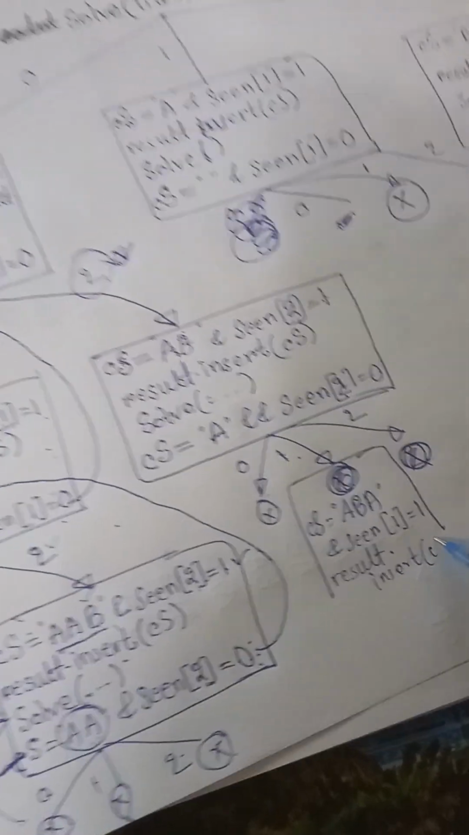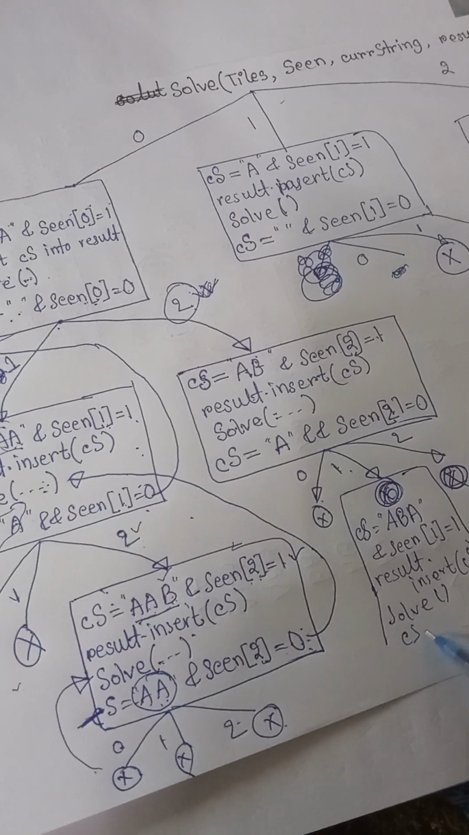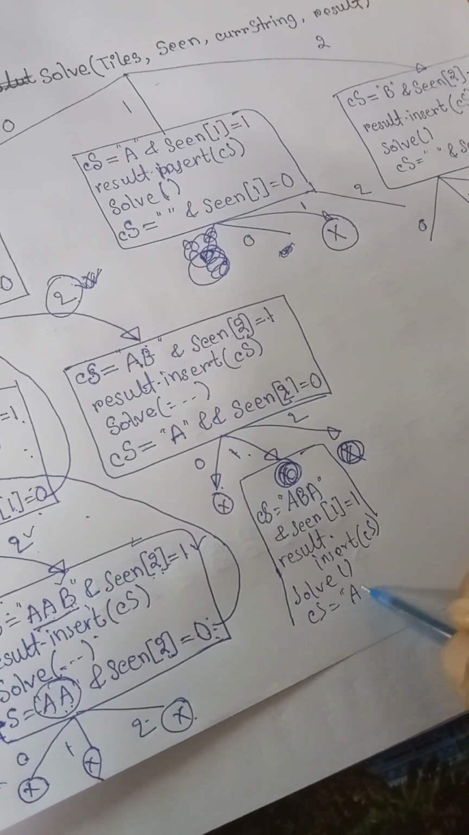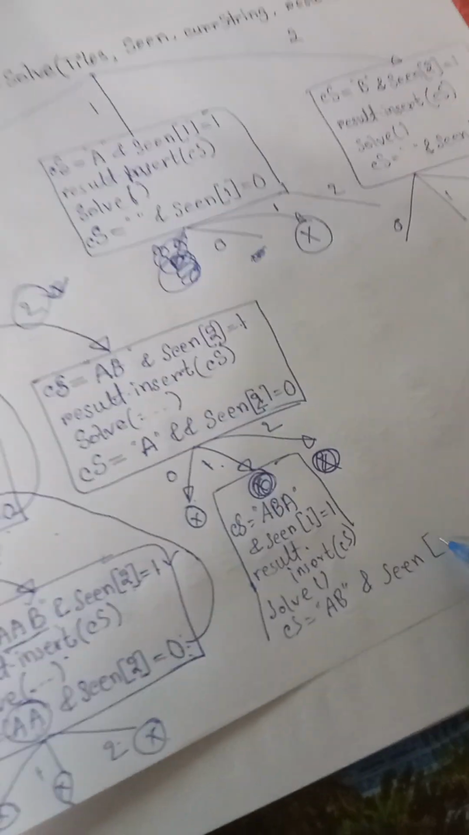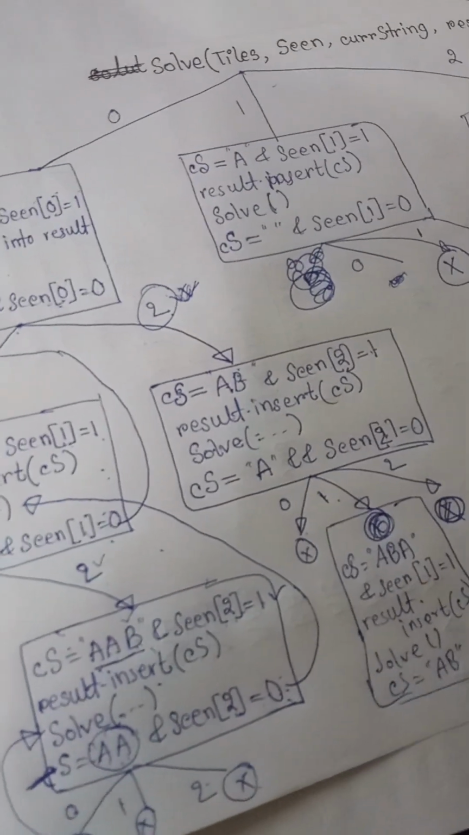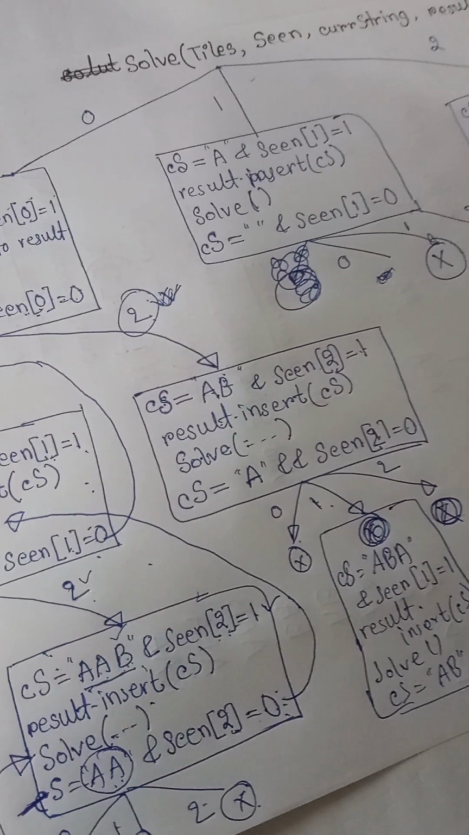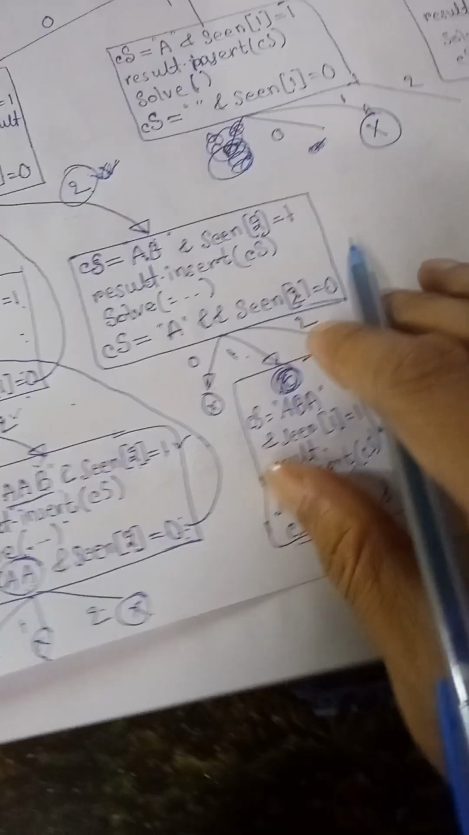Insert my current string. I will insert it, and again I will call my function solve, and I will pop this last element, so it will become ab, and set this indexed one again to 0. Now I will again call for 3 indexes 0 1 2, but you can see, okay, so this is aba, and here you can see this is also aba, so I've got this.